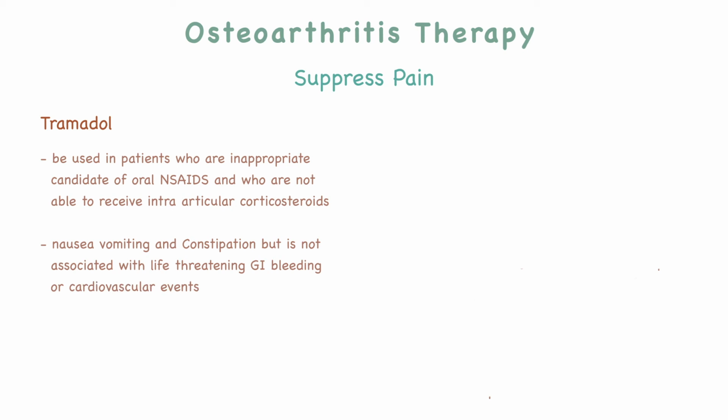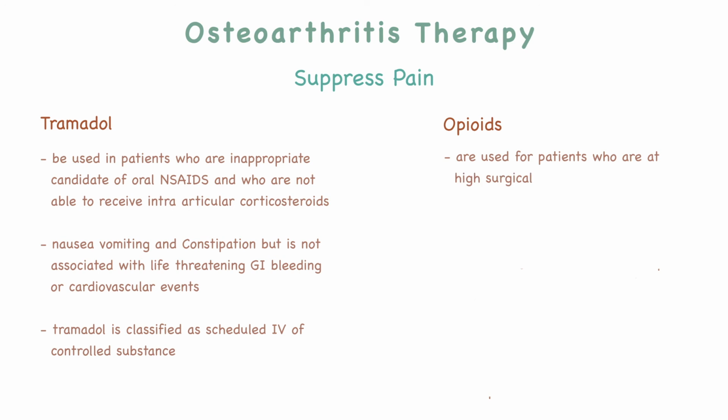Tramadol is classified as Schedule 4 of controlled substances due to its potential for dependence. Opioids are used for patients who are at high surgical risk and cannot undergo joint arthroplasty, but they should be used in the lowest effective dose and in the smallest quantity needed.